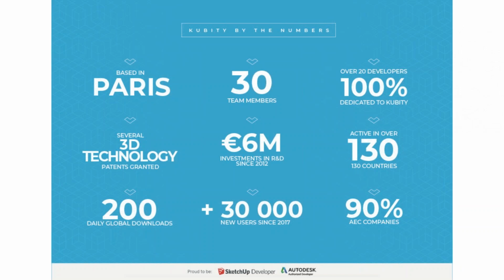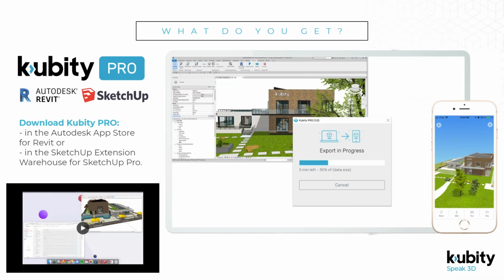We are about 30 members, and we have around 20 developers. They are all devoted to developing Kubity, and we have spent a lot of money in R&D, more than 6 million. We really want to have the most perfect application, and that's why it costs so much, and we want to make it the easiest for you. We have around 2,200 daily global downloads worldwide. We have many new users coming every day, and we are mostly oriented toward AEC companies.